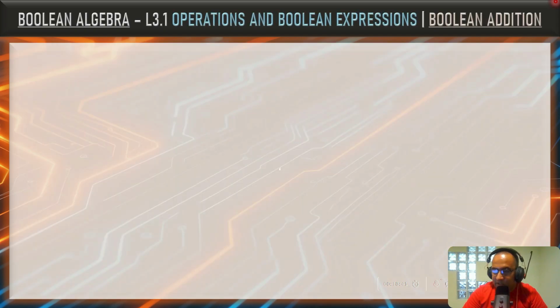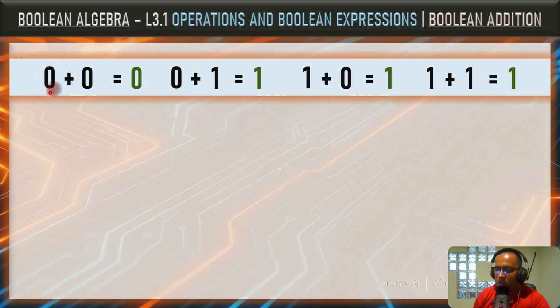Now, let's start talking about logic operations. The first is Boolean addition, or logic OR operation. Boolean addition follows this pattern. 0 plus 0 equals 0. 0 plus 1 equals 1. 1 plus 0 equals 1. And 1 plus 1 equals 1.